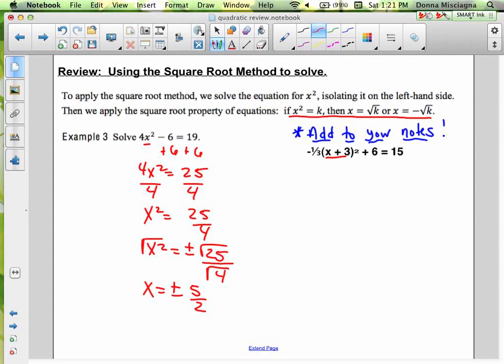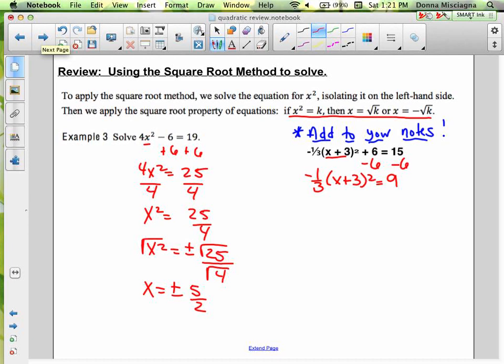Let's look at the second problem here. Again, we're going to isolate the something squared. In this case, it's not an x that's being squared, it's an x plus 3 that's being squared. So I'm still going to subtract 6 from both sides as my first step. Negative 1/3 times x plus 3 squared is equal to, if you subtract 6 from both sides, 9.